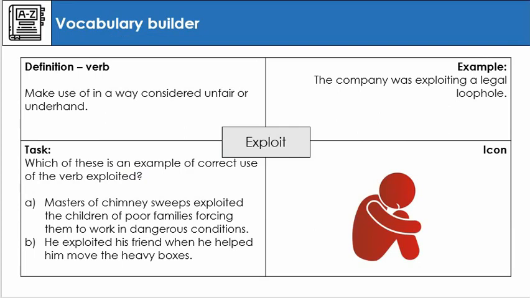Which of these is an example of correct use of the verb exploited? A: Masters of chimney sweeps exploited the children of poor families, forcing them to work in dangerous conditions. Or B: he exploited his friend when he helped him to move the heavy boxes.